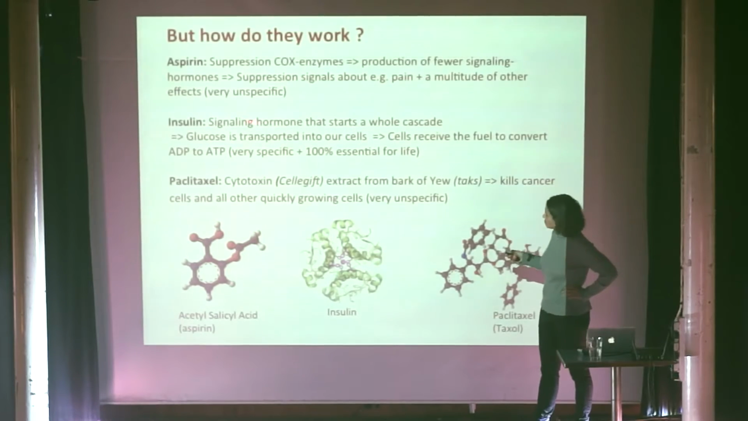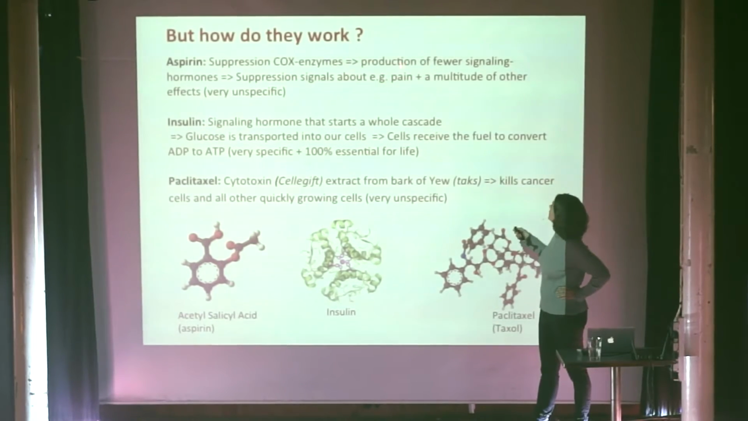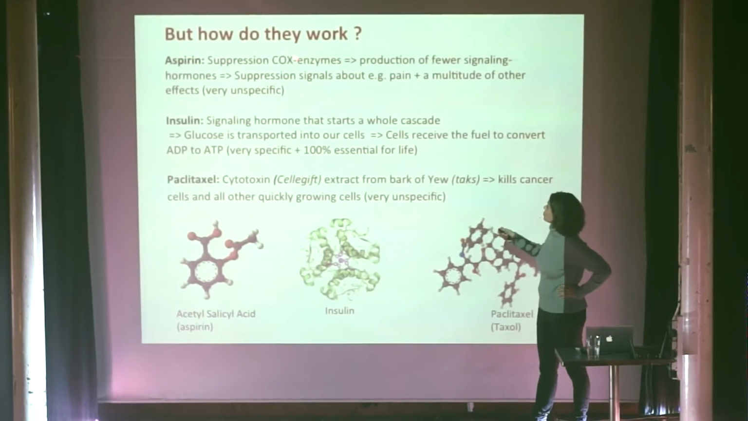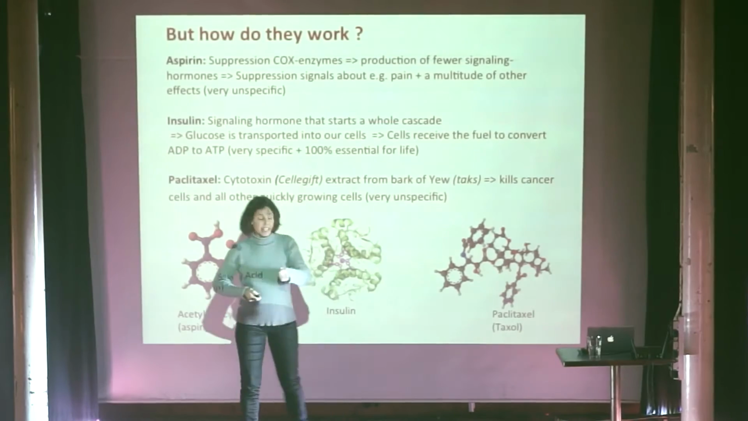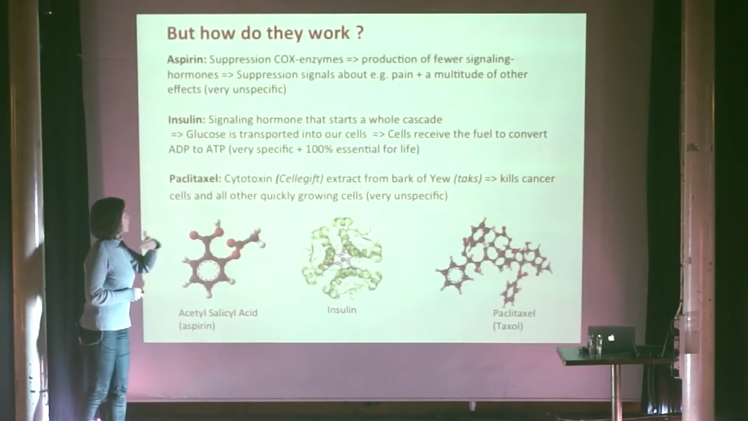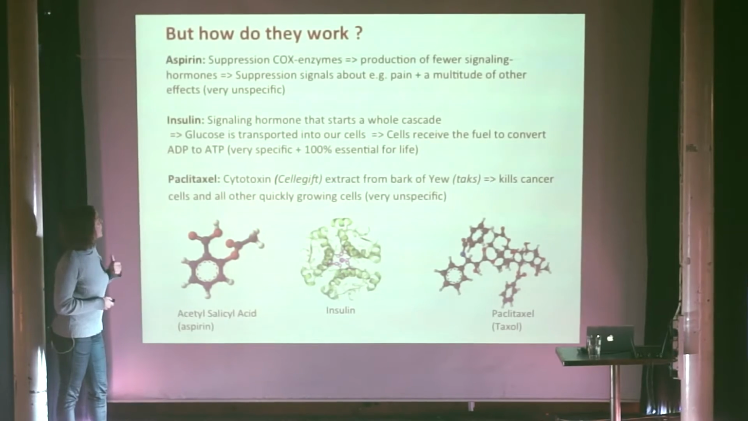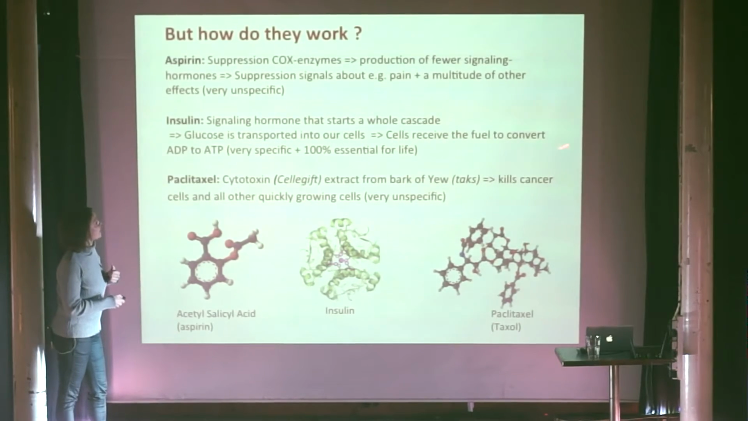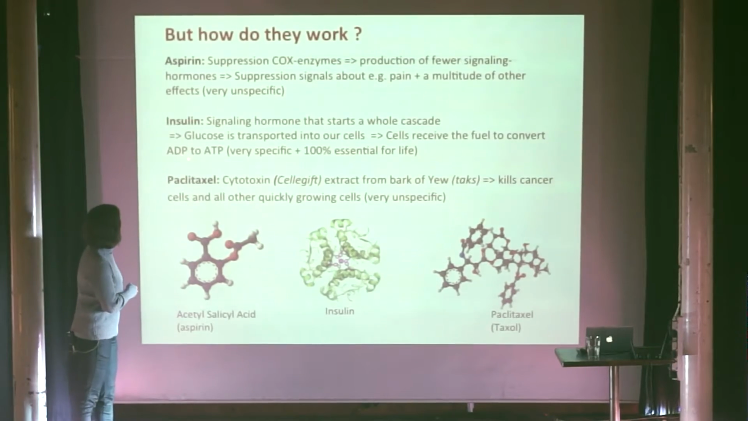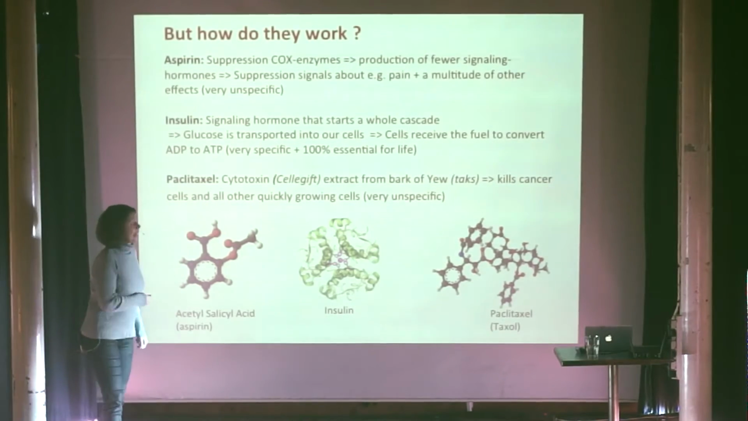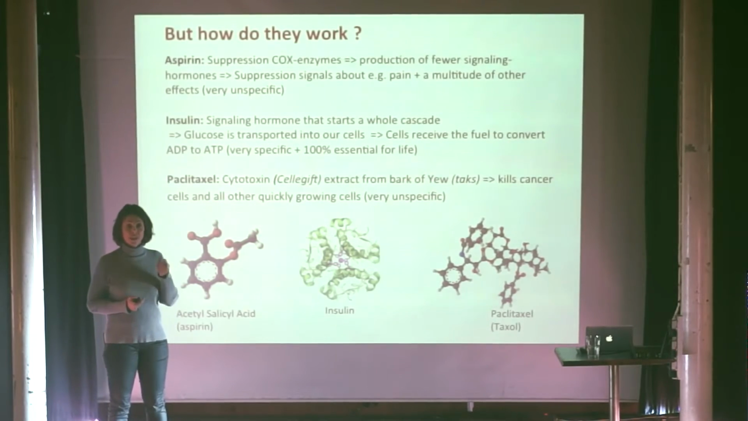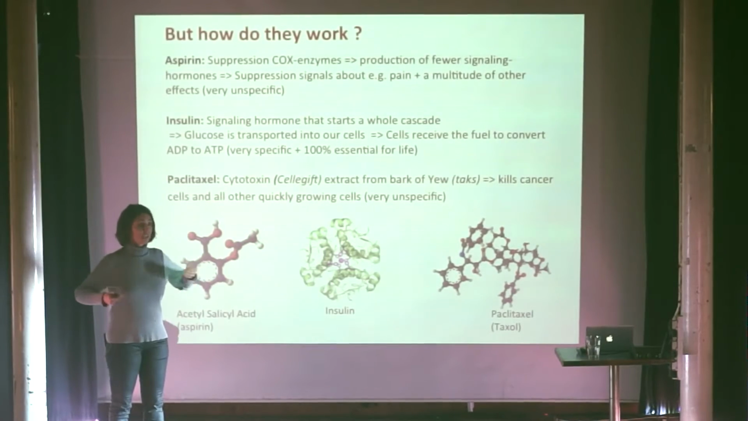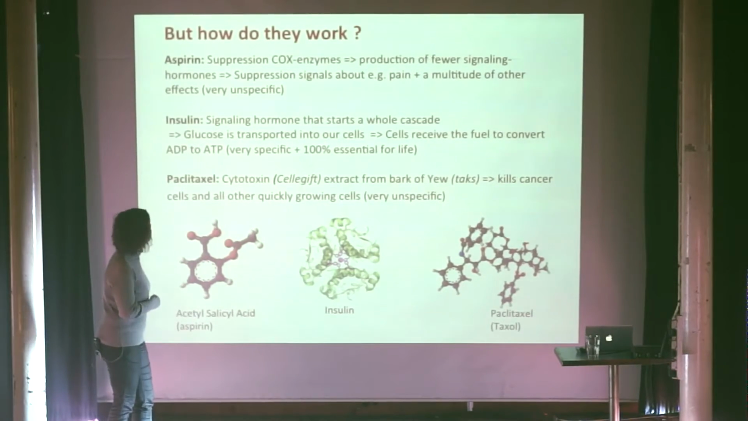With insulin, it's a signaling hormone. So this is actually one of those molecules up here that could be produced from the COX enzymes here, but it's a signaling hormone, and it actually starts a whole cascade. So it starts the glucose transport into our cells. I'll explain that more elaborately in a little while. And this makes sure that the cells receive the fuel that they need in order to convert these molecules, ADP to ATP. And the ATP is essential because that's the essential fuel for cells. So in order for cells to do all the jobs they have to do, they need some energy. And this is really this ATP that they rely on.